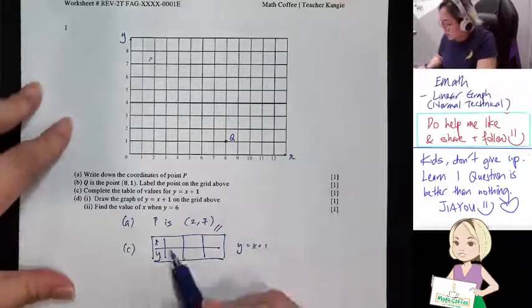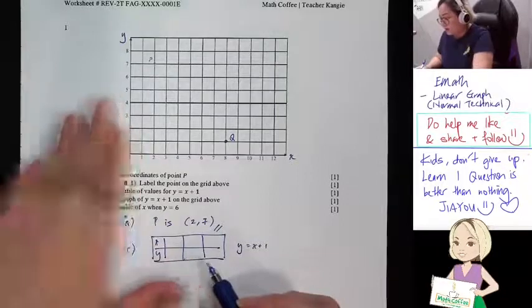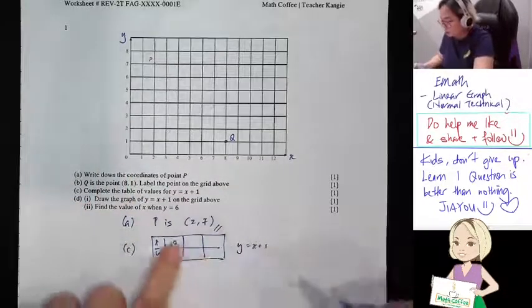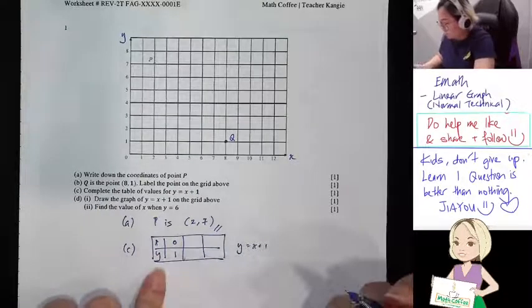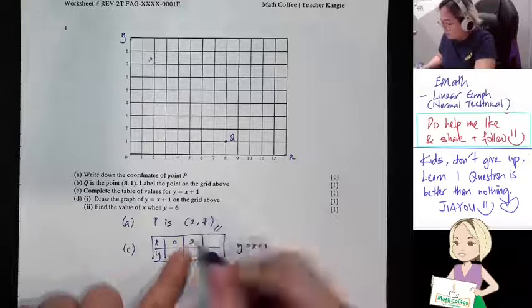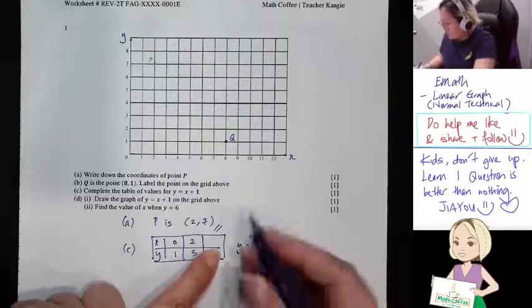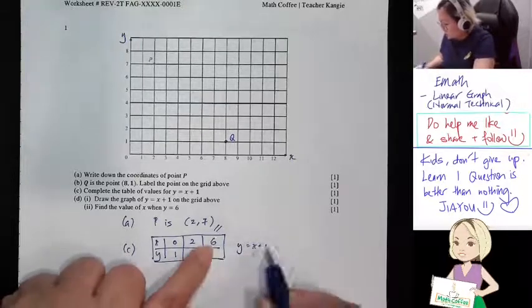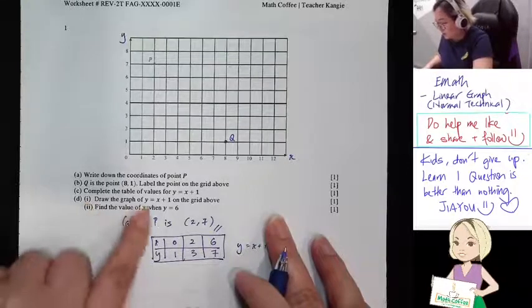Okay, so now over here, I'm going to put in some values. Since I don't have my negative x, I just start from 0. So let's say I put x equals 0. So x is 0, 0 plus 1, so my y is 1. If x is 2, 2 plus 1, so my y is 3. If I put 6, I will have 6 plus 1, so it will be 7. Now, find the value of x when y equals 6.